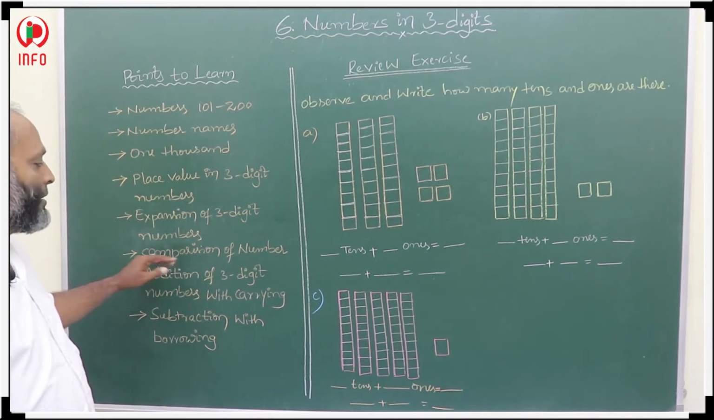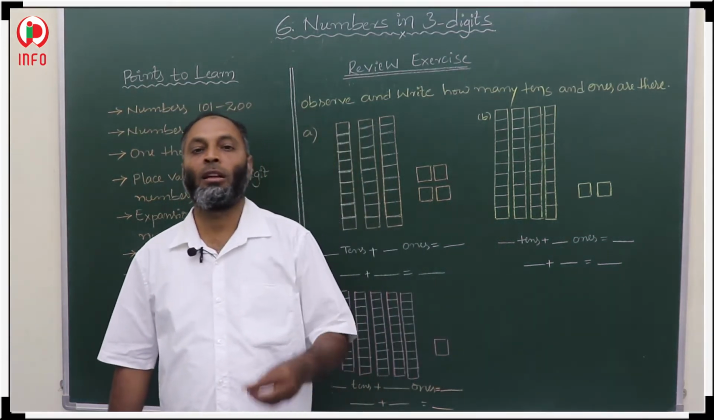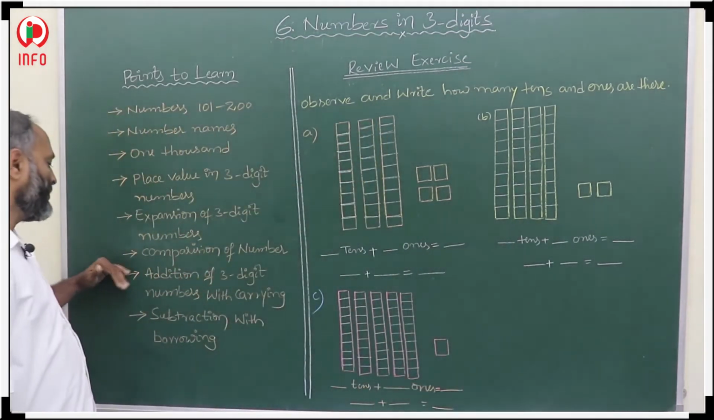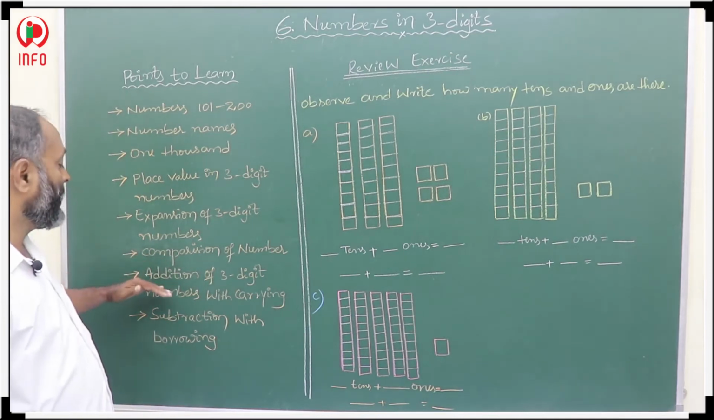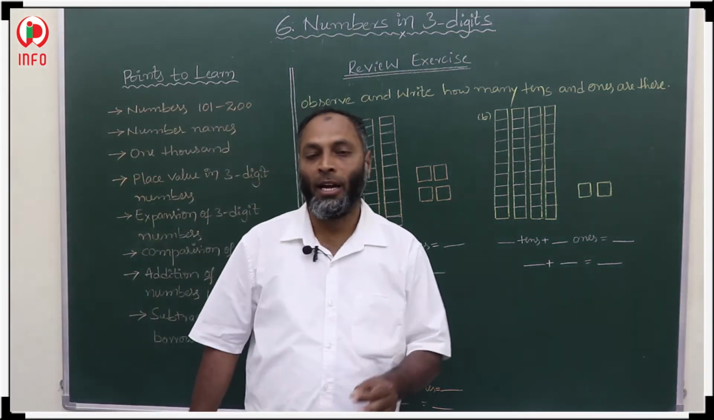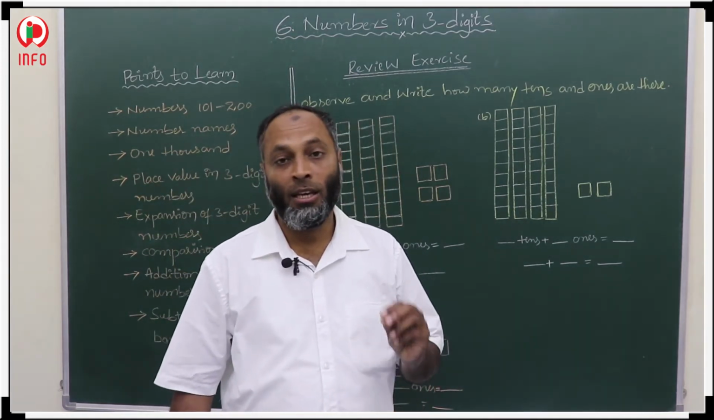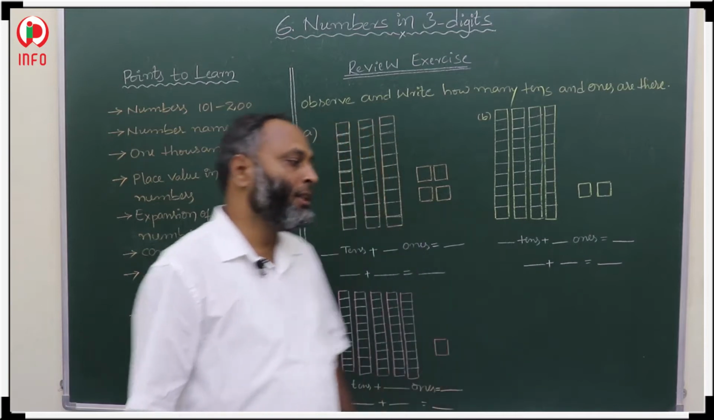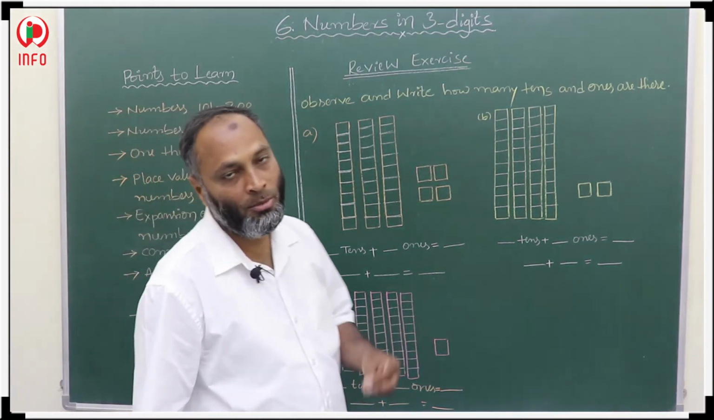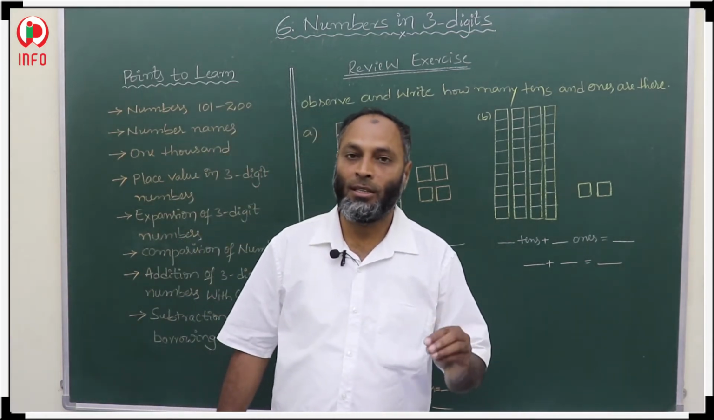Then after that, comparison of numbers, how to compare. Which number is greater than, which number is less than, or whether the given numbers are equal. That comparison we are going to learn. Then after this, addition of 3 digit numbers with carrying, how to add if 3 digit numbers are given. And after that, subtraction with borrowing, how to subtract 3 digit numbers with borrowing. All these points we are going to discuss in this chapter.